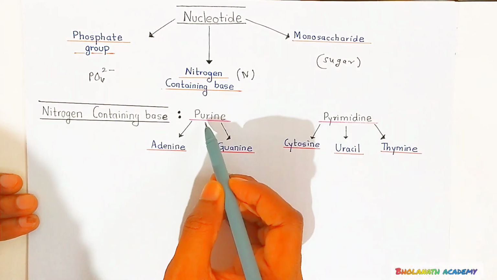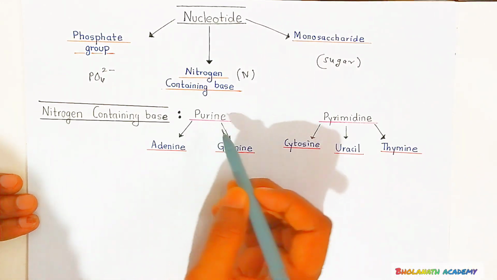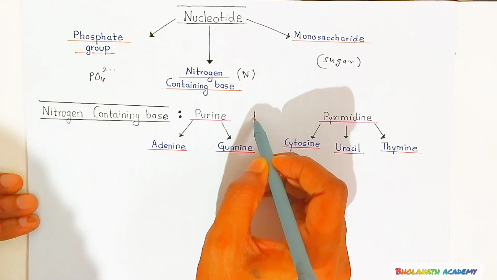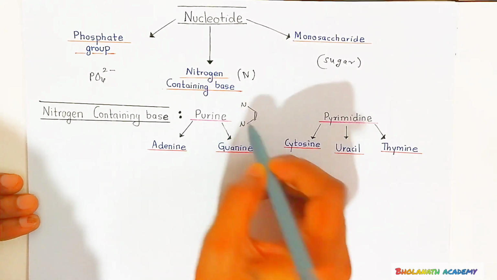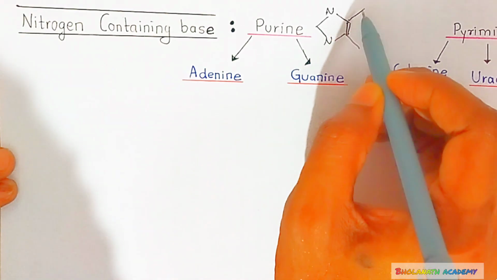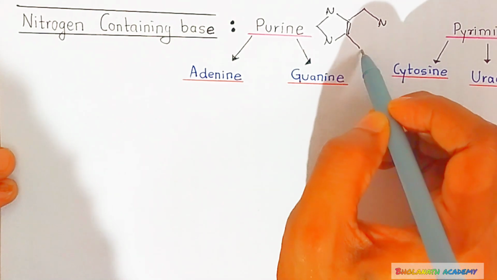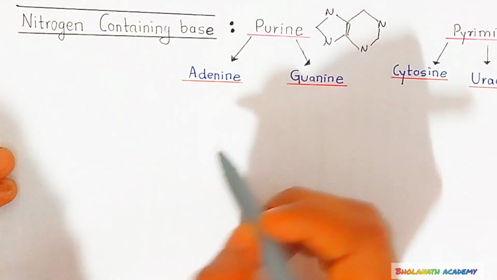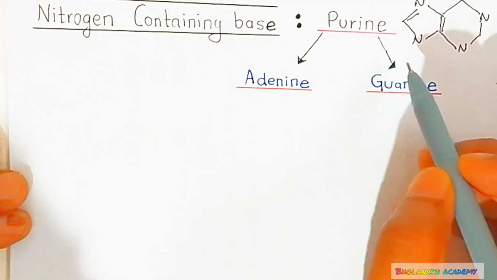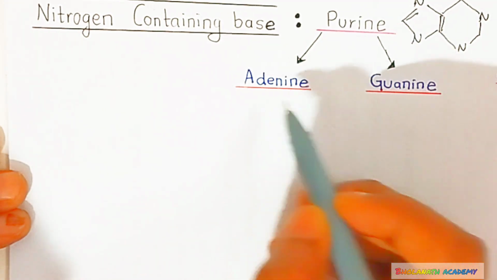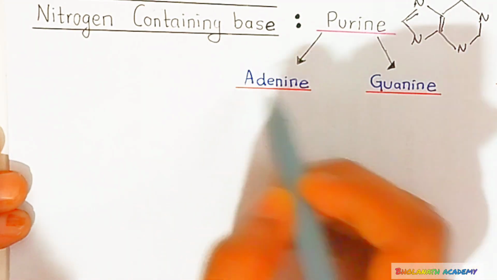First we will see the structure of purine students. This is the common structure of purine. The pentagonal ring is fused with the hexagonal ring containing two nitrogen like this. So this is the structure of purine. Now these purines are classified into two categories, adenine and guanine. In short we can say A and G.